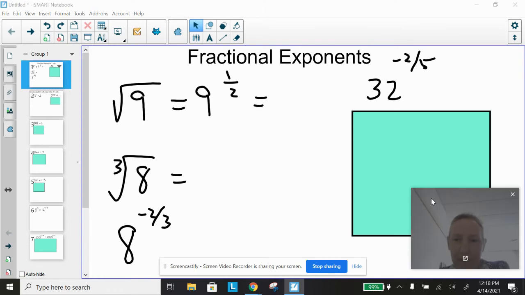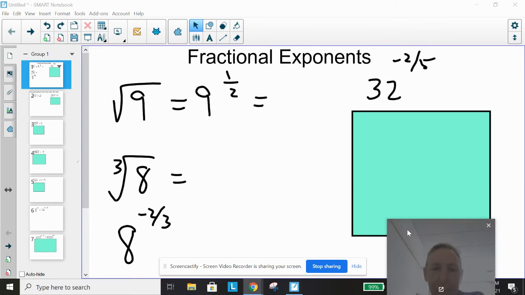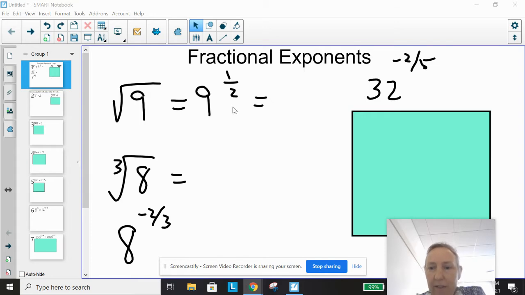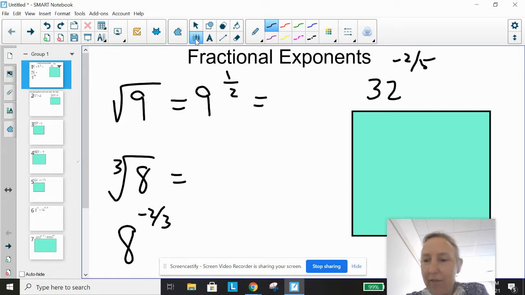All right, we're going to learn about fractional exponents. So the square root of 9 can be written as 9 to the 1/2 power. It's the same exact thing. So if you know the square root of 9, you also know what the answer is. So hopefully you all have in your head the answer is 3.